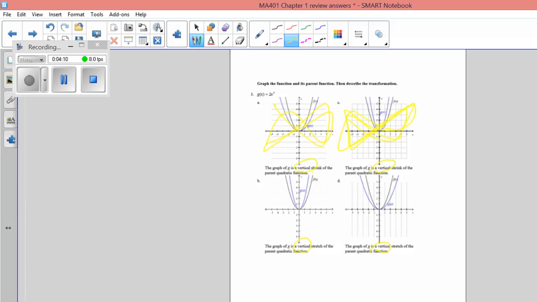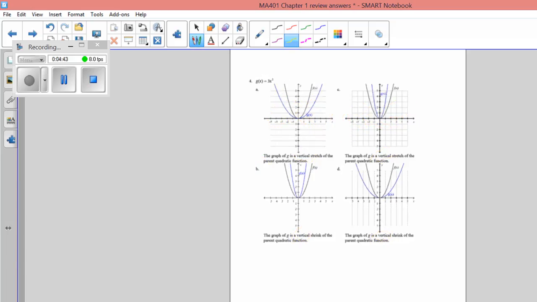Now what we have to decide is, is it going to be narrower? Look how the blue here is on the inside of the parent function, that black one. Or is it going to be wider? See how the blue here is on the outside. It is in fact going to be narrower because 2 is greater than 1. Now, if you graph this in the calculator, hopefully you would be able to see that it's definitely this narrower one and not the wider one.